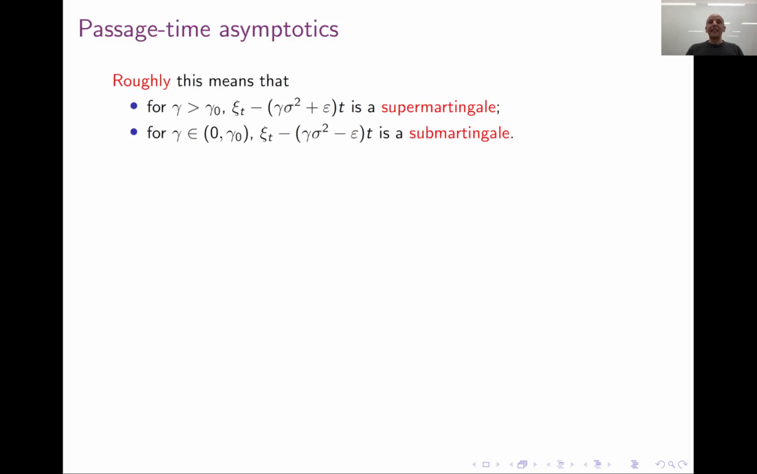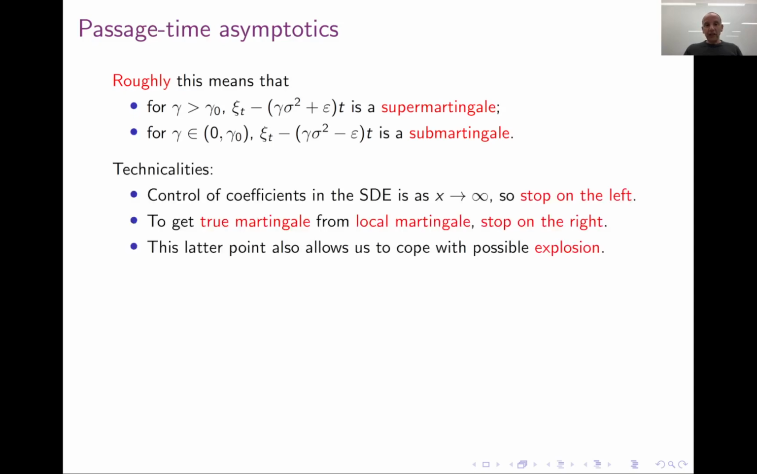So this is still at the level of ideas. These two processes are crucial for the analysis that follows. So what are the technicalities involved? One thing is, in my eta representation of the process psi, I didn't have control on the coefficients. I only had asymptotic control on the coefficients, but I can get around that by stopping on the left. I wait for the process to go far enough, I prove that it goes far enough with good probability, and then I can stop it on the left. I'll then be able to prove the super- and submartingale property.